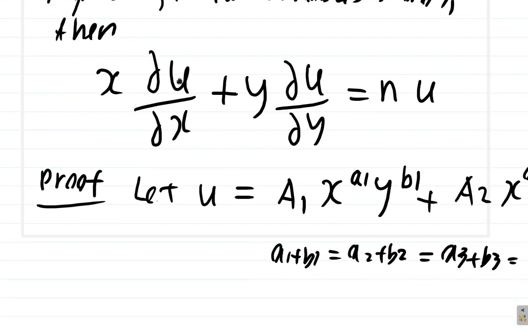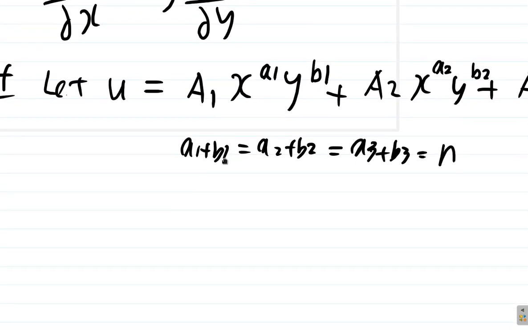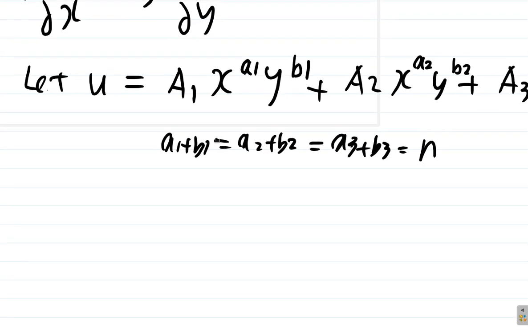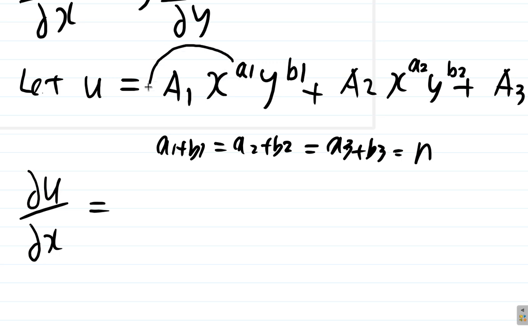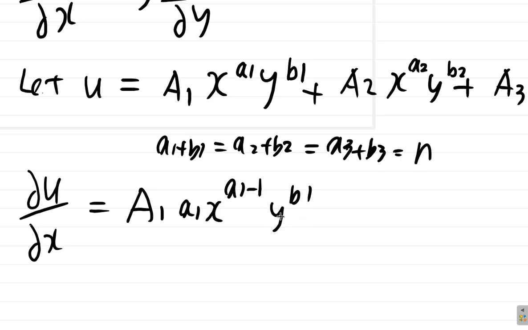Now, we want delta u by delta x. Suppose we differentiate this with respect to x. What would happen? Delta u by delta x would be equal to, well, we have the power come down, right? And we reduce that power by 1. So we have big A1, then small a1, x to the a1 minus 1, and y to the b1. You see that?